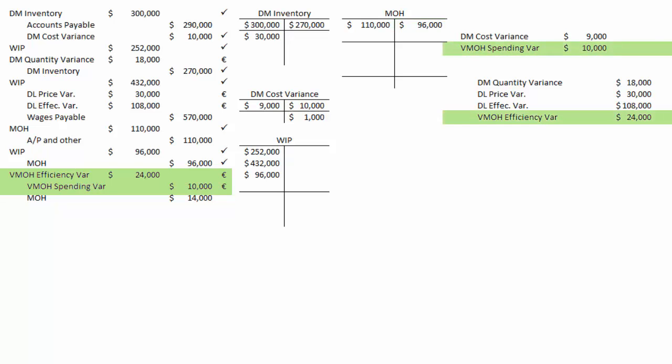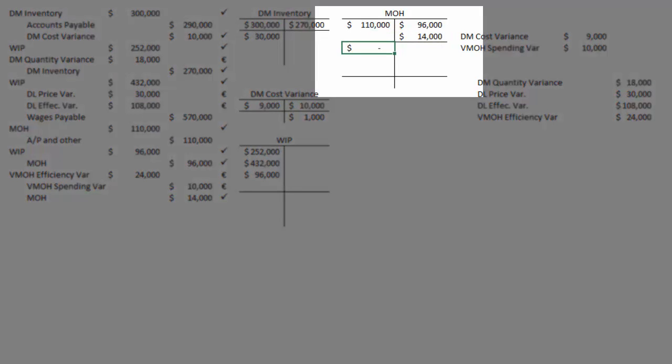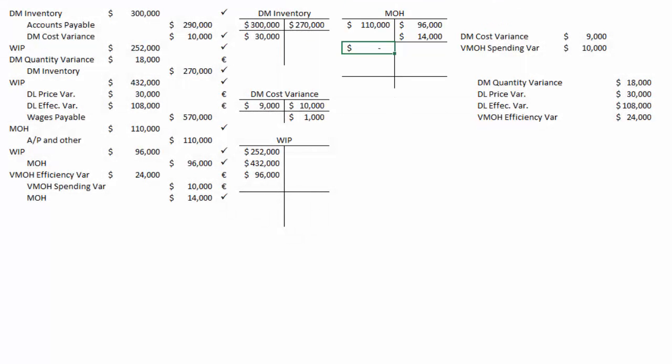So I've added those to the journal entry that we're building, and I put in the symbols showing that we directly zeroed those out instead of posting them to a T account. And now I want to post the $14,000 to my manufacturing overhead account. And when I do that, I end up with a zero balance. So we've zeroed out our manufacturing overhead. Now I have just one manufacturing overhead account.